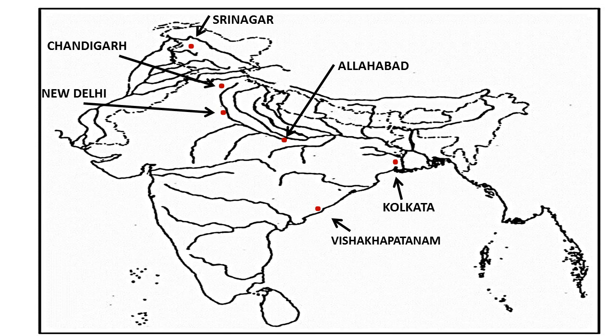Remember children, when you are marking coastal cities, the city should be in the land area and not in the coast. Next we have Chennai. Now Chennai is located between river Krishna and river Kaveri. You can see a small bump, and starting off the bump you have to mark Chennai.